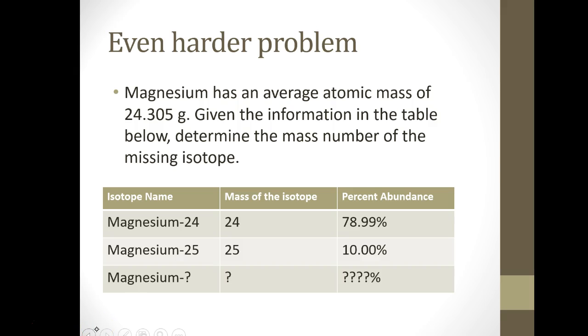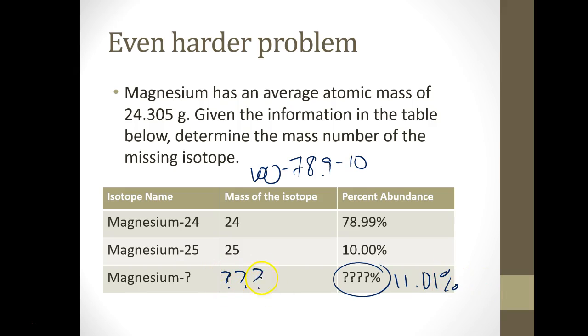Okay. Go ahead and see if you can find this one. This one's a little bit different math. I would expect you guys to be able to do it. So first of all, let's find that missing percentage. 100 minus 78.9 minus 10 is 11.1%. Sorry, 11.01%. Okay, but now we're looking for the missing mass.